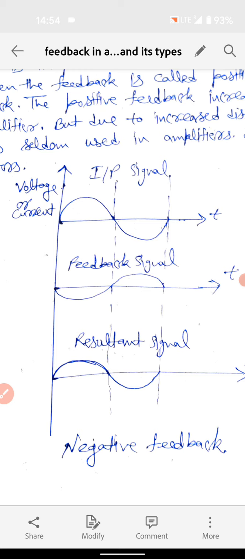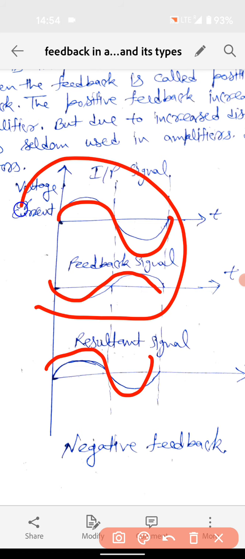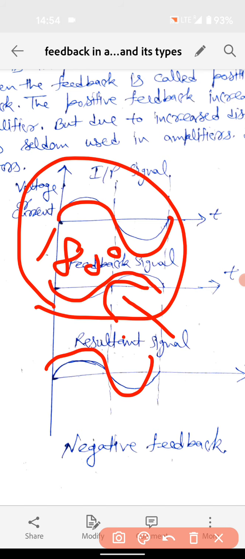Here we have the input signal, as you can see, like this. And the output signal is like this, which is 180 degrees out of phase with respect to the input. Corresponding to that we'll get our resultant like this. So this kind of feedback, where the feedback signal has a 180-degree phase reversal with respect to the input signal, is known as negative feedback.